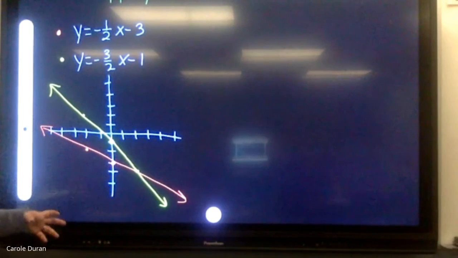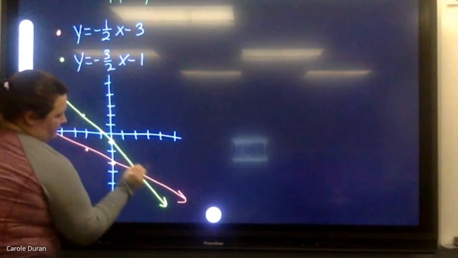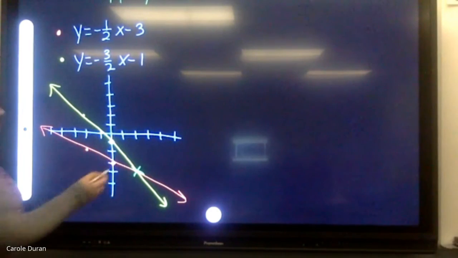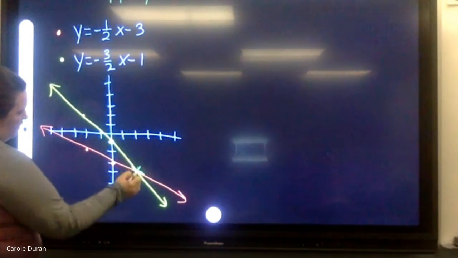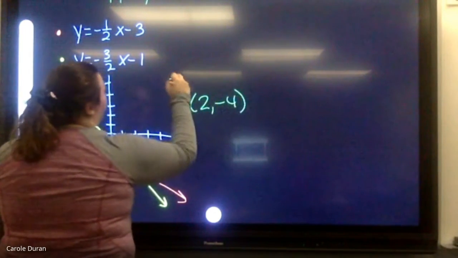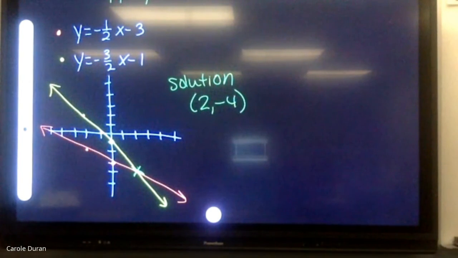Did my two lines intersect? Yes, they did right here. So I just need to know the coordinates for that point. That point is (2, -4), and that's my solution. I just need the coordinates of whatever point they intersected at. Questions, concerns, or issues with that one? Are we okay?